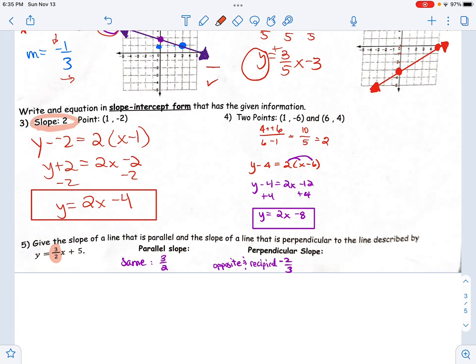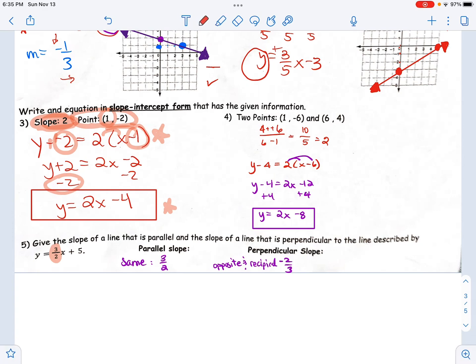We are given a slope and a point. So I use my point slope form, and I plug in y minus y1 and my slope times x minus x1 right there, and I solve for y. I get negative, and negative is positive, so y plus 2 equals, and I distribute here, 2x minus 2, isolate my y using my inverse operation, getting y equals 2x minus 4.